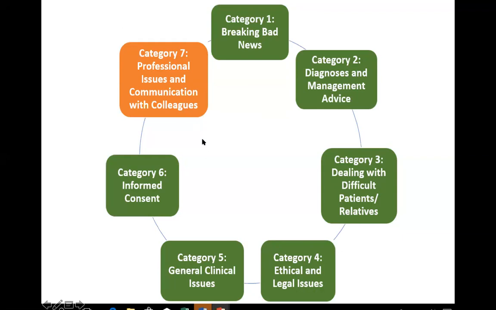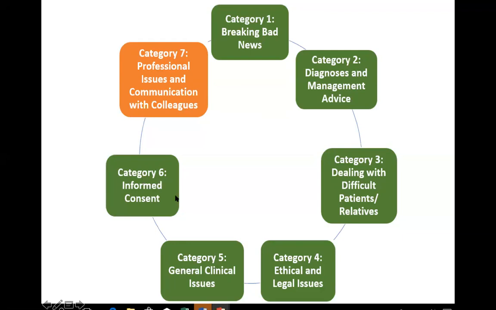Category five, where you will be given a general clinical issue. For example, you will be given a card where the scenario is about a patient who is suffering from a chronic disease, and this patient is not complying with his medications, and you need to counsel this patient and deal with his concerns. That's an example. There are other examples which you will know as we go through the course.